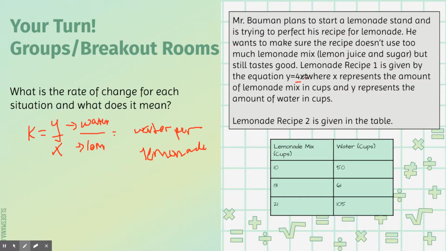So we know that in this first recipe, you need 4 cups of water for every 1 cup of lemonade mix. In the second recipe, since it was y equals 5x, you need 5 cups of water for every 1 cup of lemonade mix. All right, let's move on to our last problem.